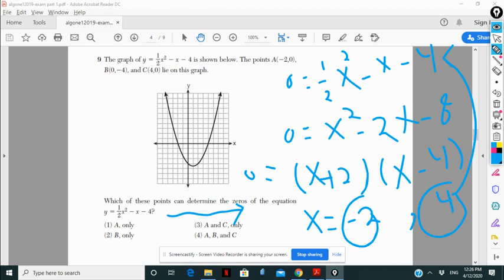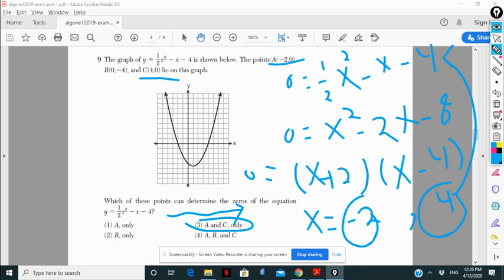So I have 4 and 0 and negative 2 and 0. Now 4. 4 squared is 16. Half of 16 is 8. 8 minus 4 is 4. 4 minus 4 is 0. So it must be the points A and C, which is 3. So the answer for question number 9 is going to be 3.